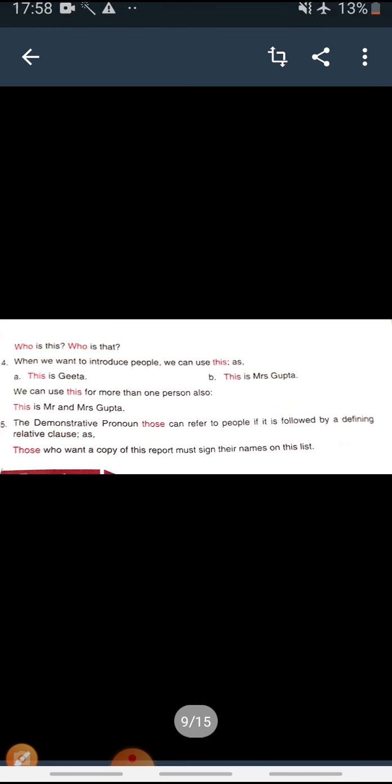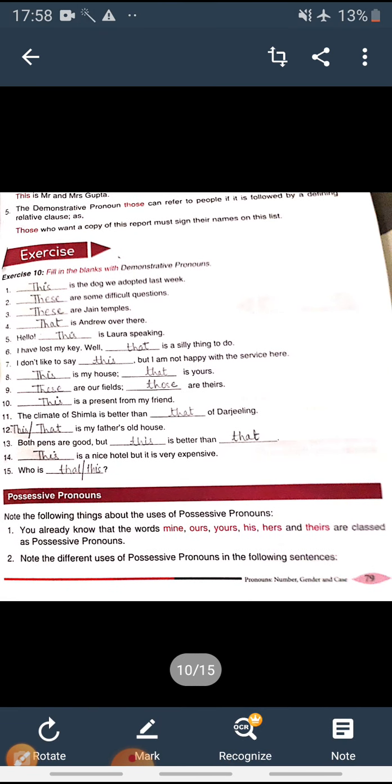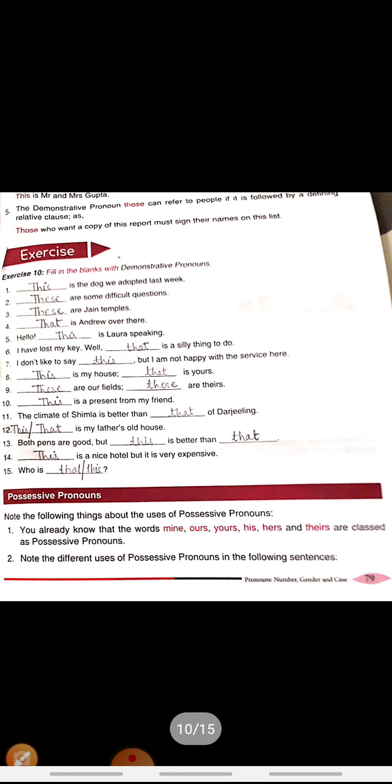Demonstrative pronouns. Next, moving on to the next type, that is possessive pronouns. These are the pronouns which show the ownership of something, that this thing belongs to you, this thing belongs to me: mine, ours, yours, theirs. Hers, his, ours. So you already know the words mine, ours, yours, his, hers, and theirs. They are used as possessive pronouns.